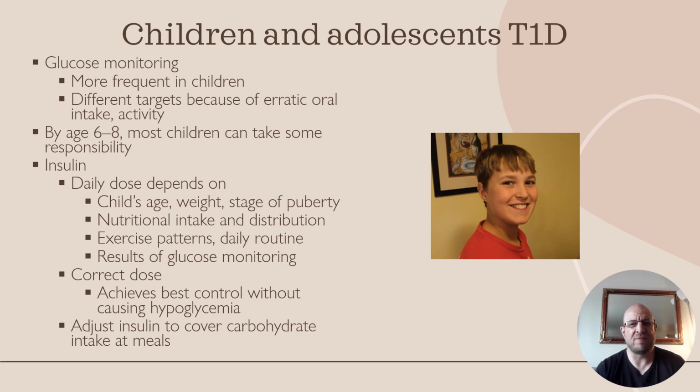Childhood and adolescence in type 1 diabetes. More frequent glucose monitoring for children. Different targets because of erratic oral intake. By age 6 to 8, most children can take some responsibility, so teach them young. Insulin daily doses depend on the child's age, weight, and stage of puberty. Nutrition intake, exercise patterns, what's the daily routine, results of glucose monitoring.